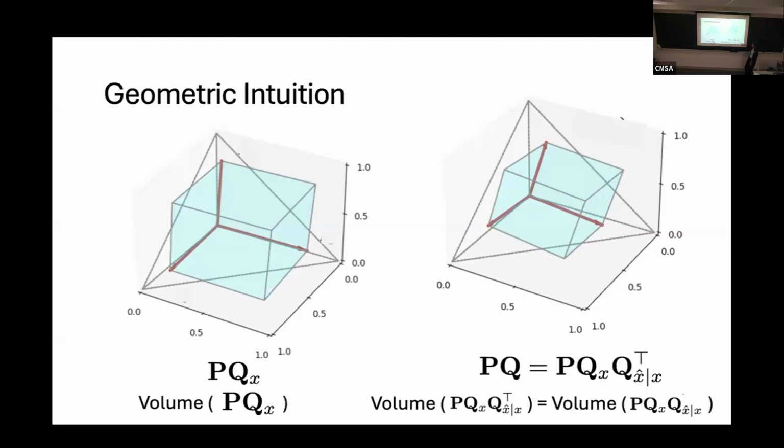When we multiply a column stochastic matrix to the original matrix PQX, the new columns are linear combinations, or convex combinations, of the old columns. So all these new red vectors are convex combinations of the original red vectors on the left. Because it's a convex combination, it can only lie inside the original space. So if I measure the volume spanned by these new vectors, the volume decreases.